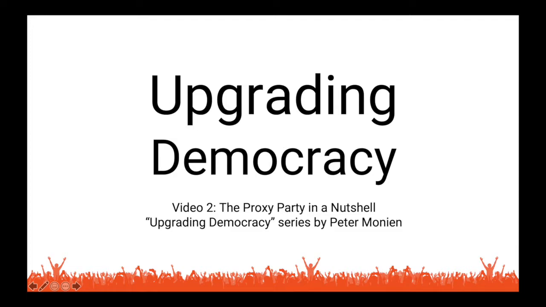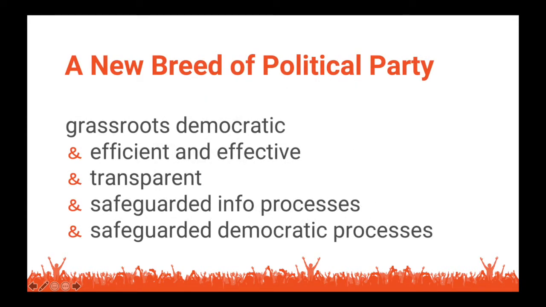This is episode number 2. In the last podcast episode, I promised you to deliver a sketch of a new breed of political party that I see as the best implementable next step to upgrade democracy. This new breed of party is grassroots democratic, yet efficient and effective. It is transparent. To enable its members to make up their individual political will, it will safeguard its information processes and internal democratic processes and facilitate well-educated decisions of its members. Quite a mouthful. But let us take one step after the other.